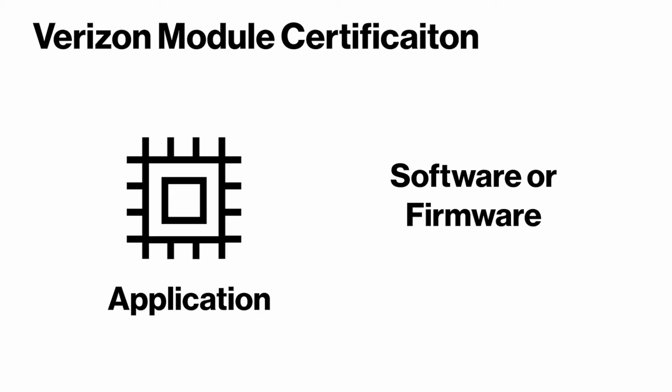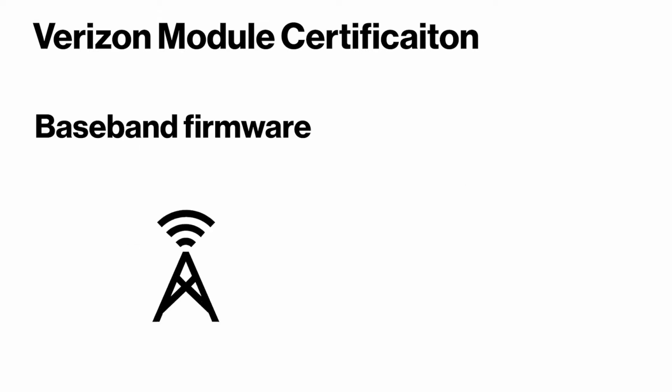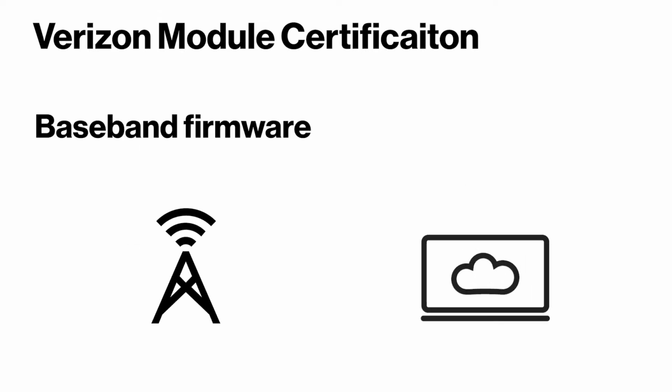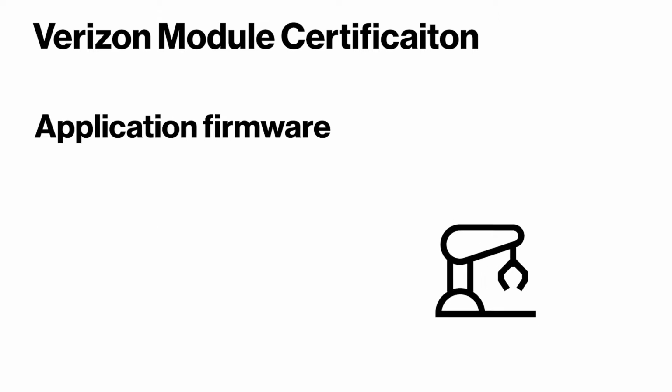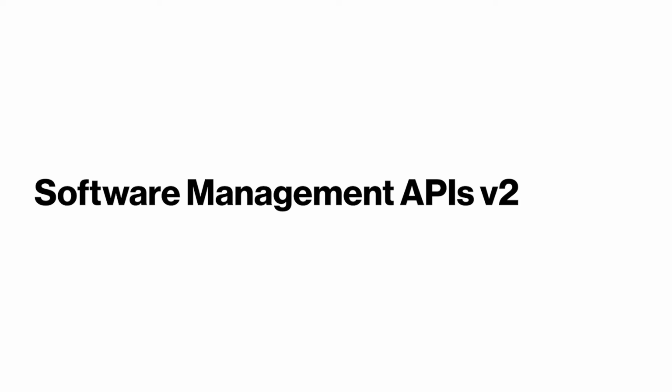In this video, we may use them interchangeably, but pay attention to the API calls, which will mostly be software in this video. Baseband firmware is responsible for network establishment and management. Application firmware is responsible for the logic that would control an IoT machine, for example. And now, let's take a look at some of the software management APIs.